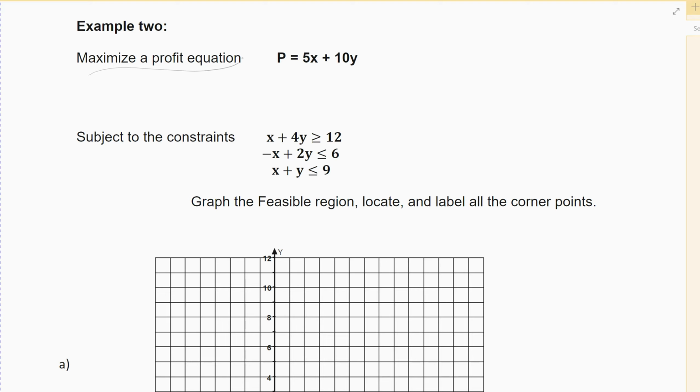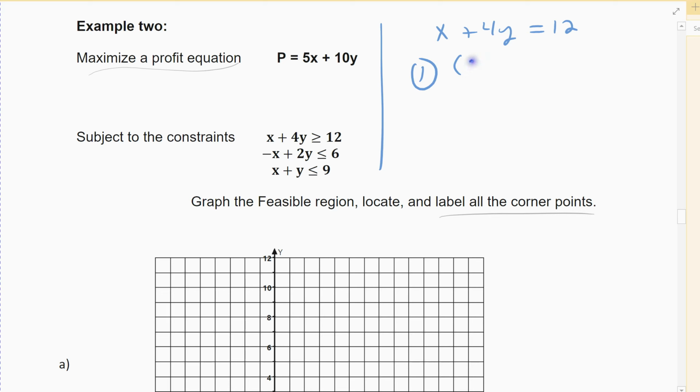So graph the feasible region, locate and label the corner points, because that's what we need in order to optimize our value. You can do this on the calculator, but I'm going to do it by hand. I'm going to start with my first equation, and I'm going to do my work kind of over here. My first equation is x plus 4y equals 12. I like to use my intercepts because a lot of times my intercepts are my corner points. So that's why I like to use them.